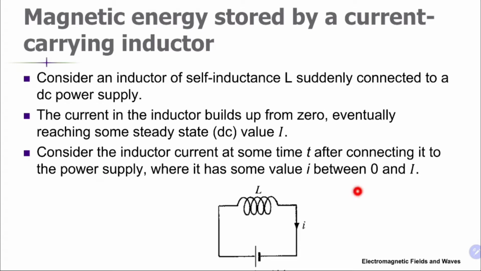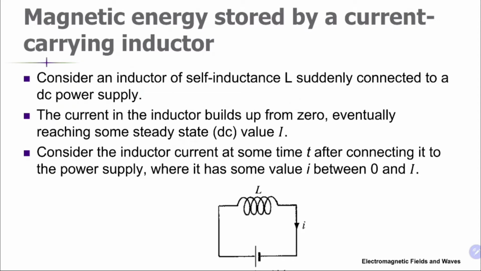So if we have an inductor circuit like this, where the inductor has a self-inductance L, that is suddenly connected to a DC power supply, then current will start to flow from 0 to I. Because your inductor is just a coil of wire, when you suddenly turn on the circuit, the current will go from 0 and eventually reach a steady state current I, which is your DC current.